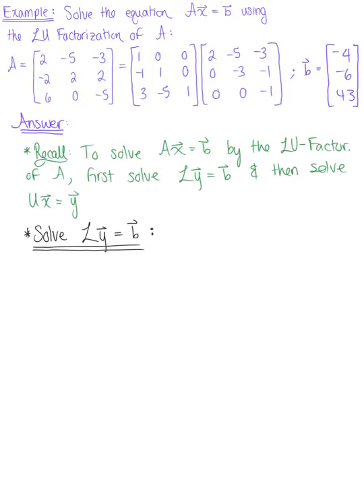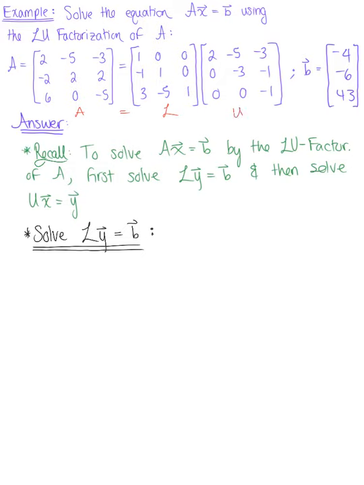Solve the equation matrix A times vector x equals vector b using the LU factorization of A. So here we are given our LU factorization. We have this matrix A is equal to our lower triangular matrix L multiplied by the upper triangular matrix U.